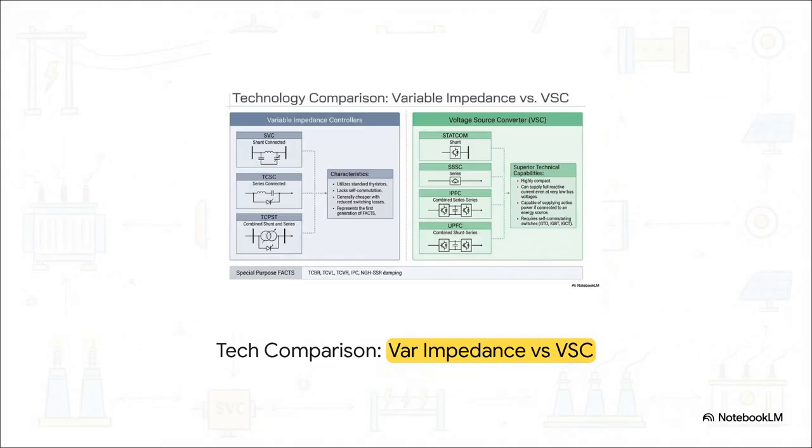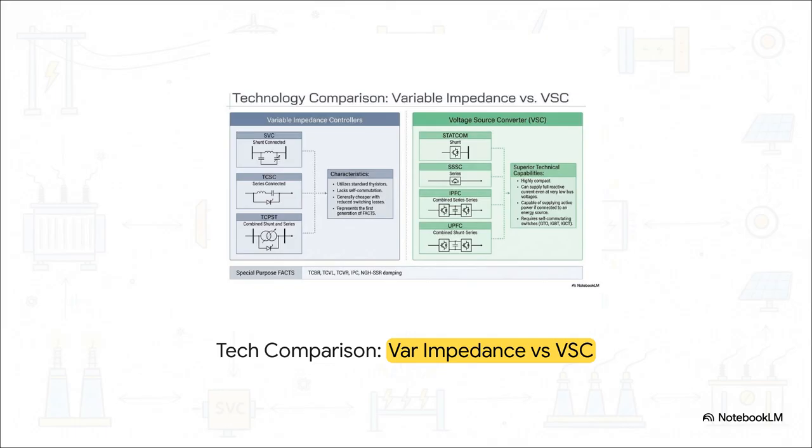Continuing to Slide 7, this brilliantly illustrates the divide between these two technologies. Let's compare the specific circuit symbols and read the bulleted characteristics for both. On the left, variable impedance uses standard thyristors. They are cheaper and have reduced switching losses, but they're fundamentally limited. On the right, VSC characteristics highlight superior capabilities.